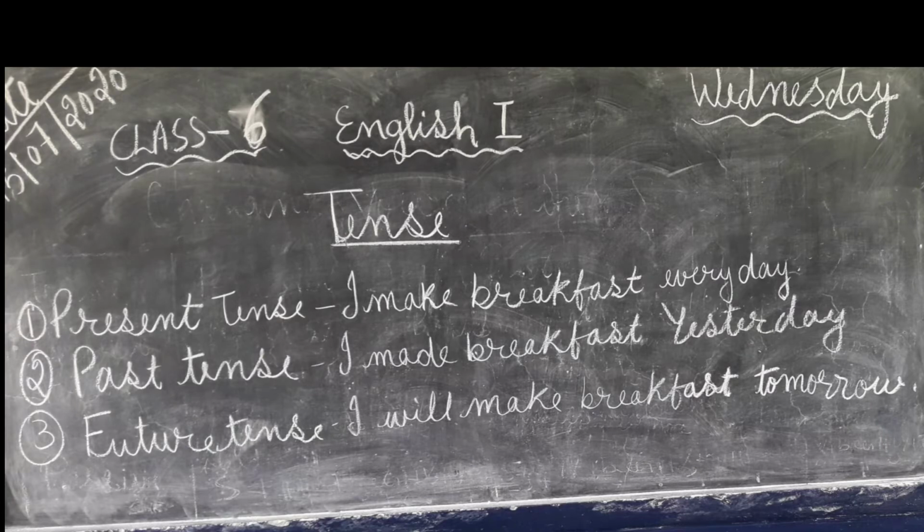Special verbs. There are special verbs: one is be, one is have. Be. The verb can be used as a main verb or a helping verb. The example is given here: He is strong. He is strong means this is the main verb.